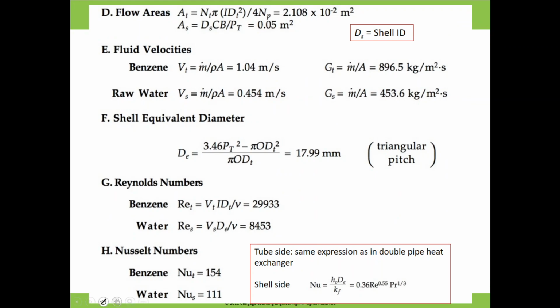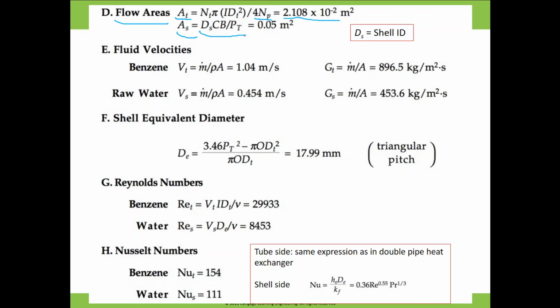Now the next step is to find the flow area for the tube side and the shell side. The formula for the tube side flow area is the number of tubes multiplied by one tube area and divided by the number of passes. If the number of passes is 2, then half of the tubes are taking the fluid and half of the tubes are bringing it back to the same side. So the tube side flow area comes out to be 2.108 × 10^-2 square meter. As for the shell side, we discussed before how to calculate the shell side area.